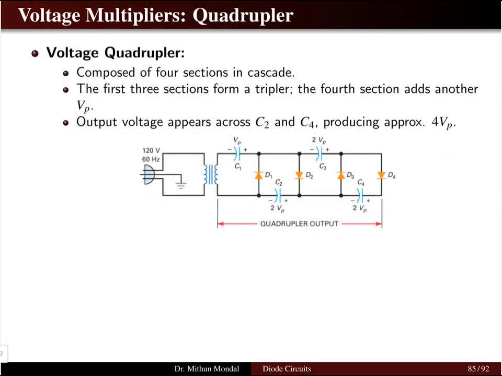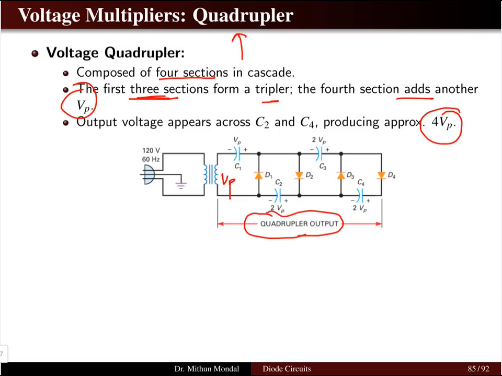Now, if we want 4 sections, that is known as a quadrupler, where we have one more section added to the first 3 sections of the tripler. The 4th section is added, and whatever voltage Vp we have at the secondary of the transformer, that will give 4 Vp at the quadrupler output across the capacitors. This adds one more section to the tripler circuit, and we get more output voltage.